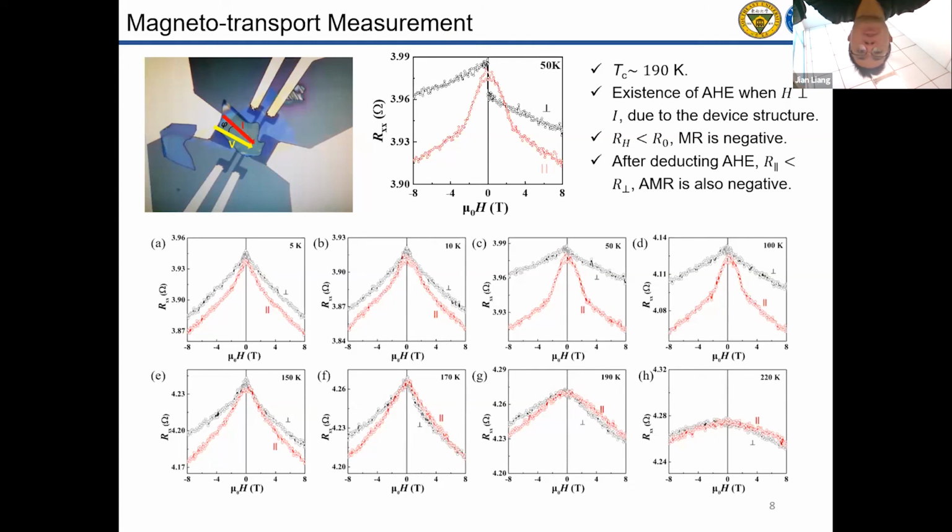Such an anisotropy disappears at 190 Kelvin, which just agrees with the Curie temperature. It is interesting to note that the largest difference between Rxx perpendicular and Rxx parallel is at 50 Kelvin instead of 5 Kelvin, which, we think, is due to the Kondo effect.